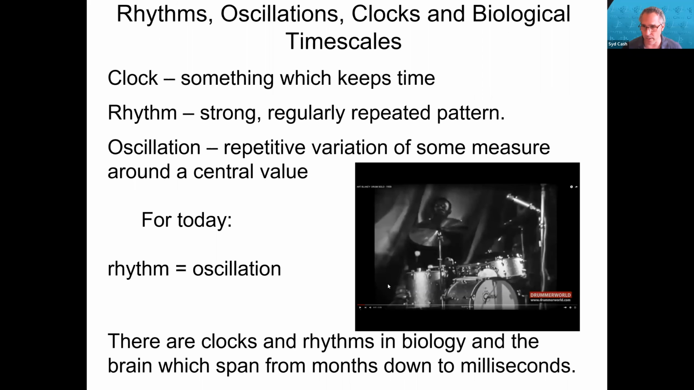And let me just have a listen here as we go on. This is Art Blakey playing, I think, in the 1950s, 1959, amazing jazz drummer.